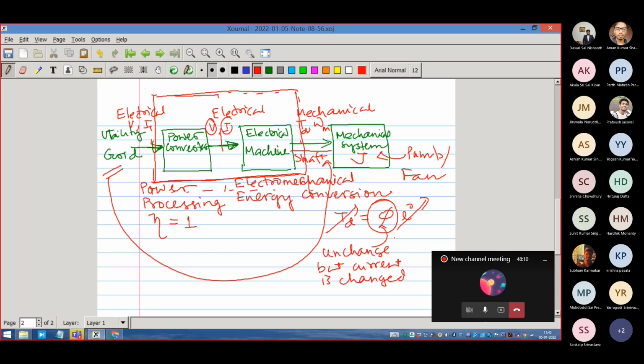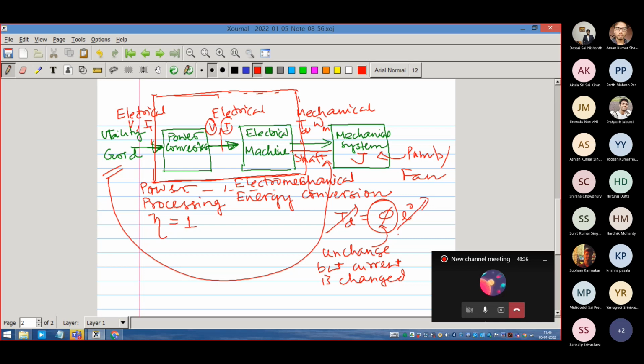And during this job, it has to maintain that its processing efficiency is equal to 1. It doesn't lose any energy inside it. It doesn't do any processing using resistive elements, right? It has also the requirement of producing good dynamic performance. That means when I change the torque, I should be able to change it immediately, because you quickly see that it is flux into current.